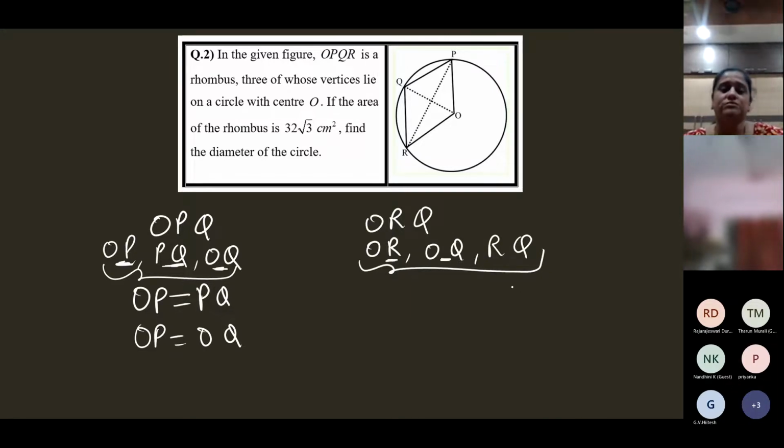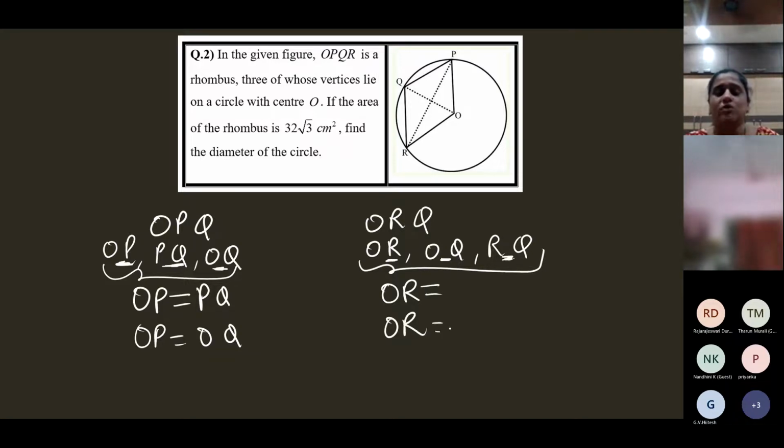What about OQ? Radius. What about RQ? Side of the rhombus. Take up that line segment which is both the radius and the side of the rhombus. Which is that? OR. Answer my question: which is that line segment which is both the radius and the side of the rhombus? OR. So write OR 2 times.